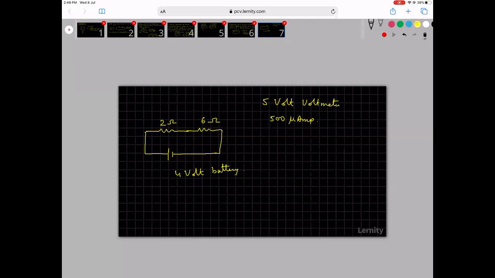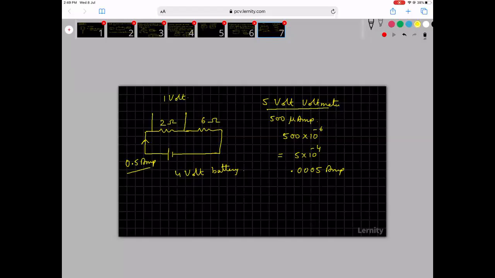Now 500 microamperes means what? 500 into 10 power minus 6, which means 5 into 10 power minus 4, which means 0.0005 ampere. Right. Now when you pass a current here, there will be a 0.5 ampere current. So now the potential drop here will be how much? Potential drop here will be like 1 volt.